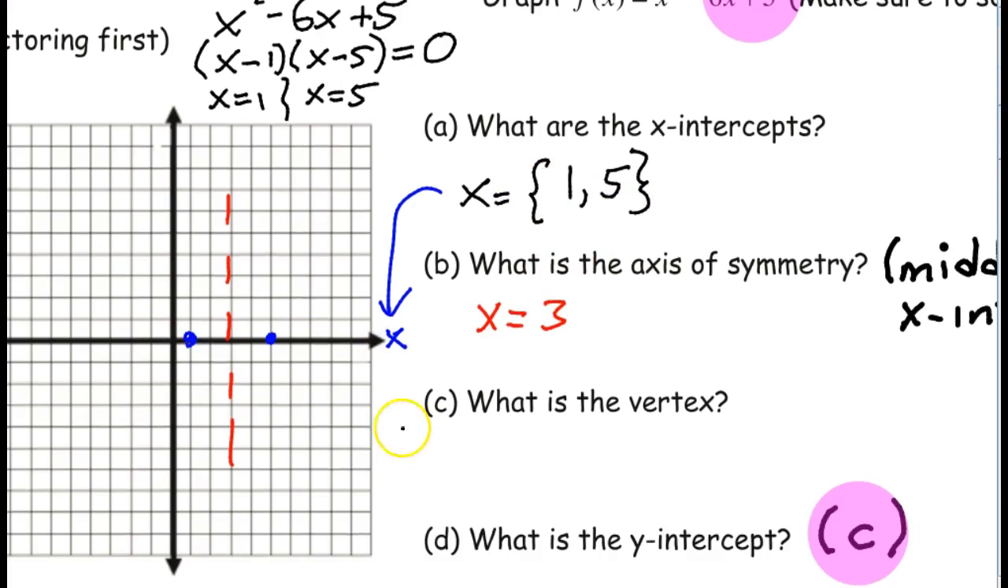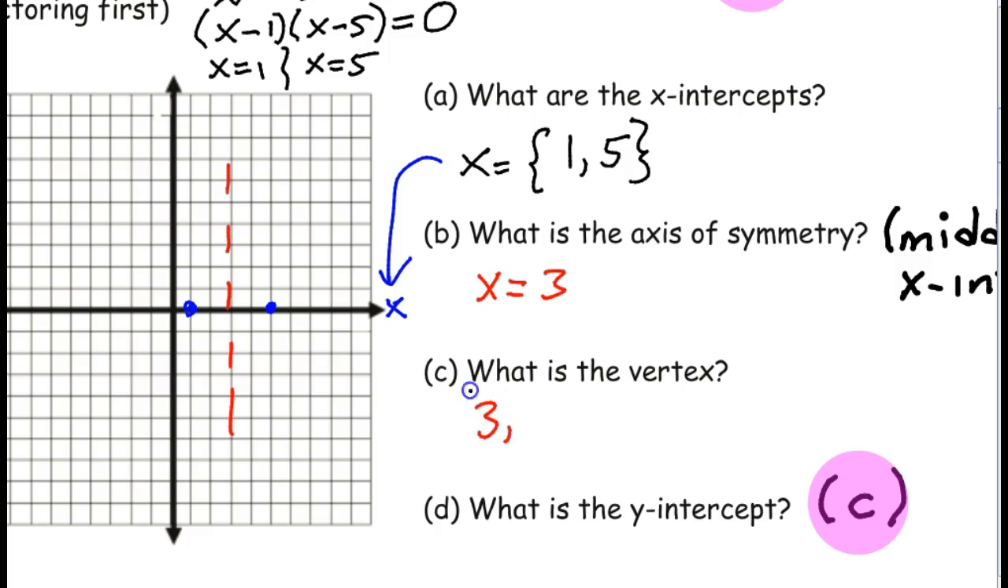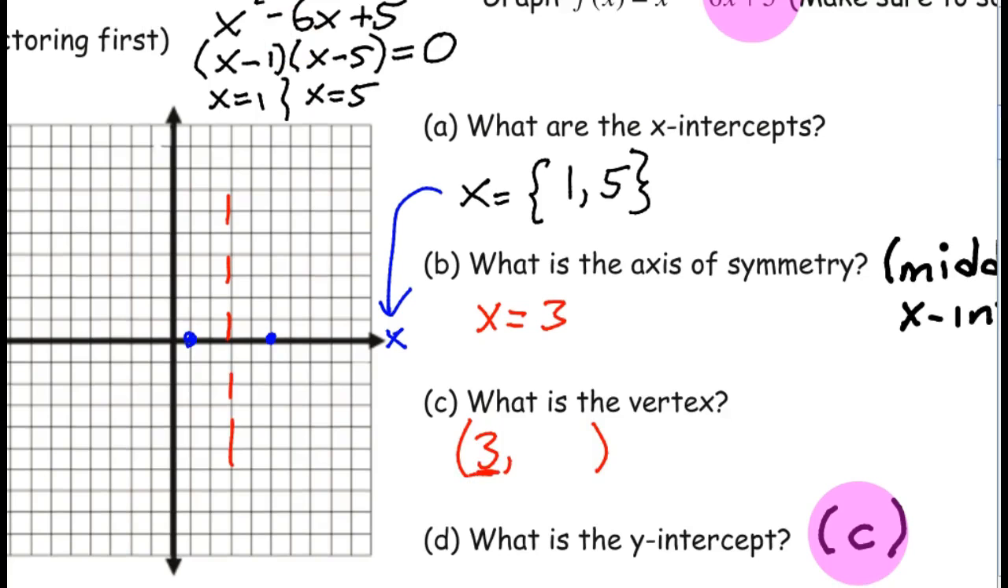The vertex will be the axis of symmetry, comma, whatever you get when you plug in 3. So if we go back up here and plug in 3, we'll have 3 minus 1 and 3 minus 5, which is 2 times negative 2, negative 4. So my vertex is at 3, comma, 1, 2, 3, negative 4.